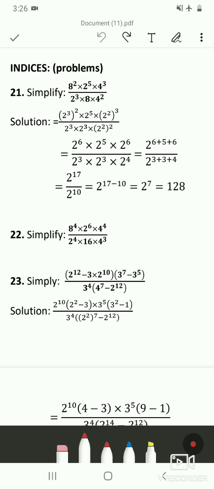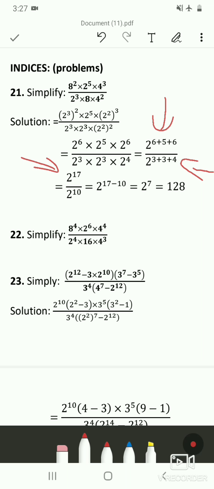Next we have to simplify using the first law, that is a raised to m into a raised to n can be written as a raised to m plus n. Here the base is 2, so you are adding the powers, that is 2 raised to 6 plus 5 plus 6. Similarly in the denominator the base is the same, that is 2, so you are adding all the powers, that is 3 plus 3 plus 4. So you will get 2 raised to 17 upon 2 raised to 10.